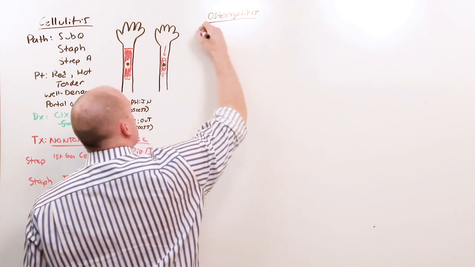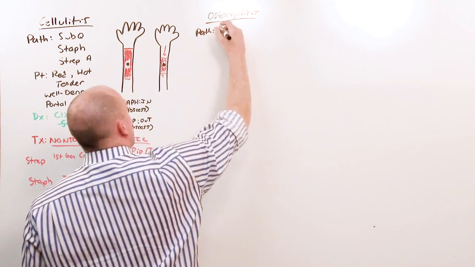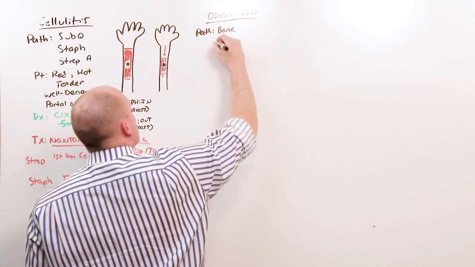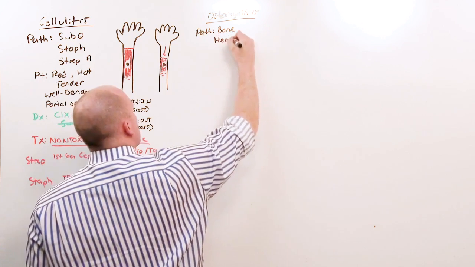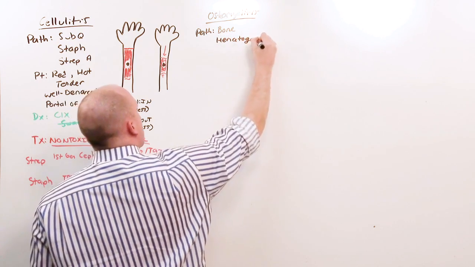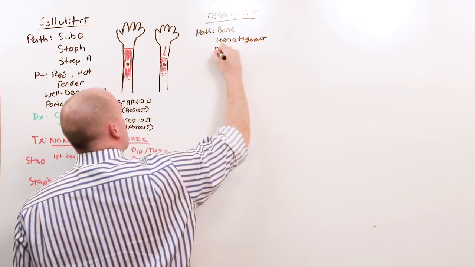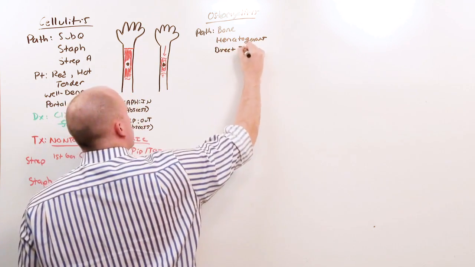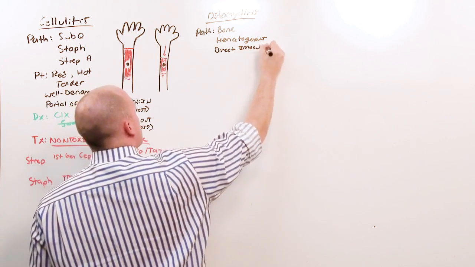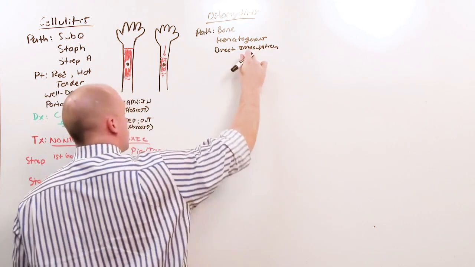Infection of the bone. You can get that either through hematogenous spread or through direct inoculation. That is, someone gets stabbed with a penetrating injury to the bone.